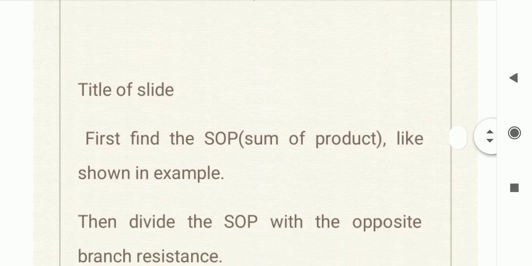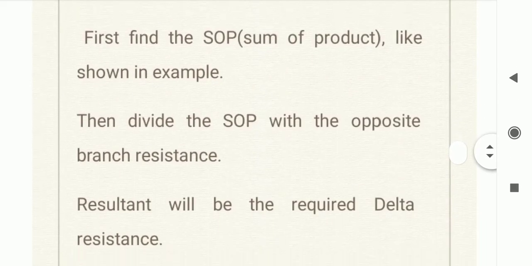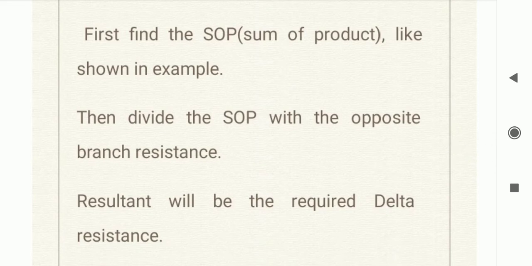Like if we proceed to the rules of solving the question, first we have to find the SOP, which is the sum of the product, which you will see in the further example. The second step is to divide the SOP with the opposite branch resistance, and the resultant which we get is the required delta resistance. So let's take an example to illustrate it further.